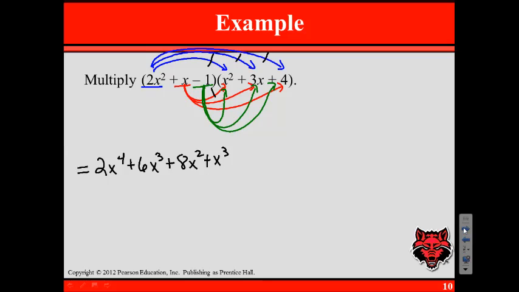We move to the next term. X times 3x is 3x squared. And the last product with x, x times 4 is 4x. Now we move back to the negative 1. Negative 1 times x squared is minus x squared. Negative 1 times 3x is minus 3x. And negative 1 times 4 is minus 4.